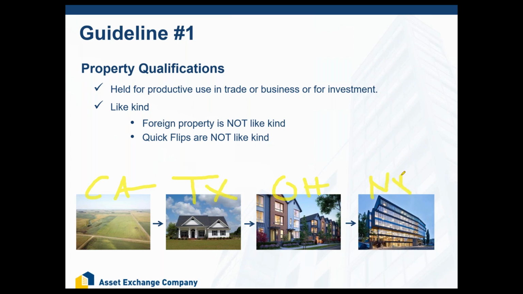That's supposed to be a Y. It's a backwards Y. So you have a lot of flexibility. You can go anywhere in the country and you can buy any type of real estate that you want as long as you use it for business or investment purposes.